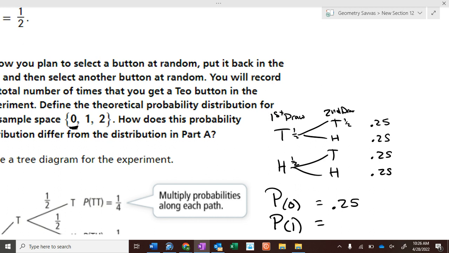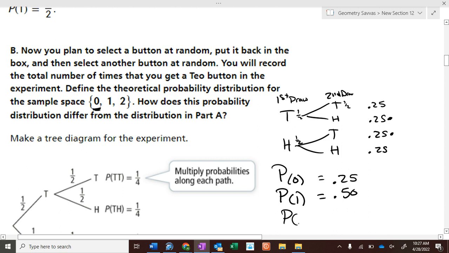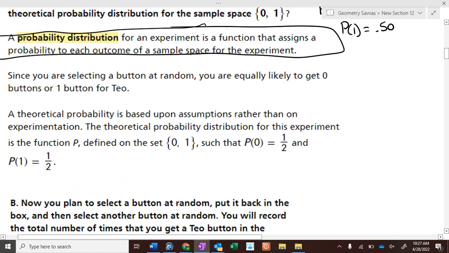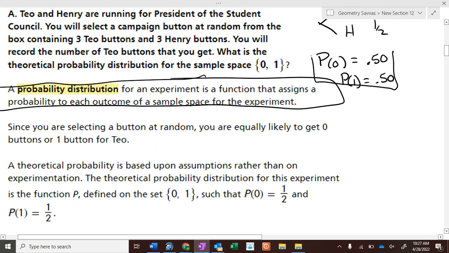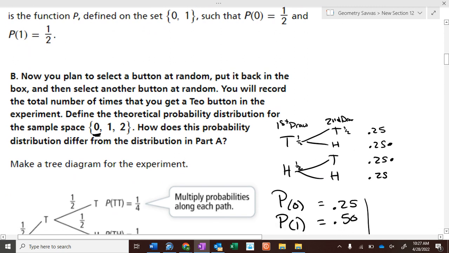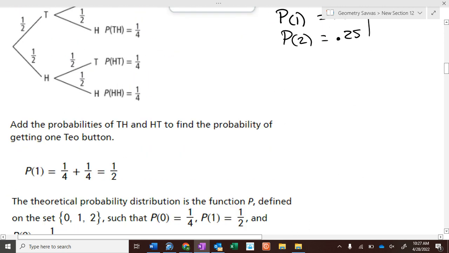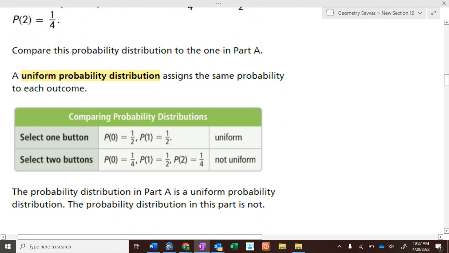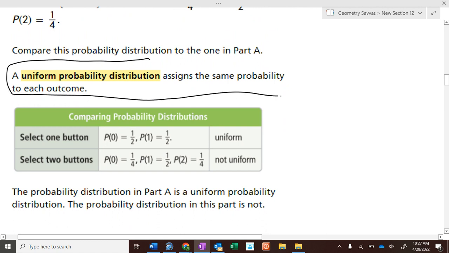What's the percent? There's exactly 1 Teo here and 1 Teo here. So it's 50%. What's the probability of 2 Teos? 25%. Okay? Now, by having a second draw, not everything's the same. If we only had 1 draw, these were the same. But by having 2 draws, that throws it off. So then, that's when our second vocab word comes up about uniform probability distribution.